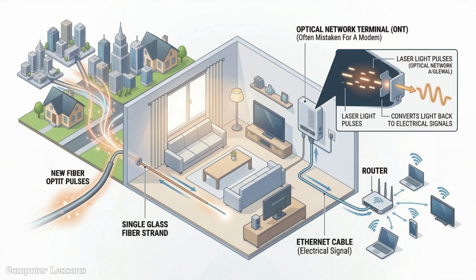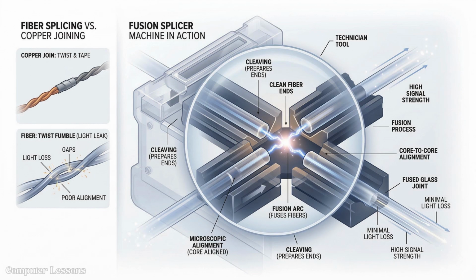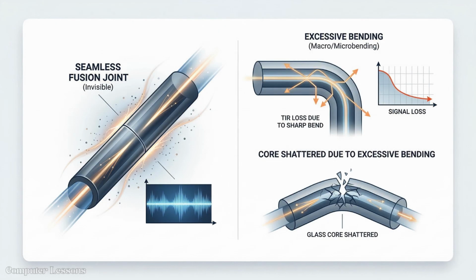Working with fiber requires extreme precision. You cannot just twist two glass wires together like copper. The light would leak out. Technicians use a machine called a fusion splicer. This robot aligns the two glass strands with microscopic accuracy and melts them together with an electric arc. The result is a seamless piece of glass where the joint is invisible to the naked eye.